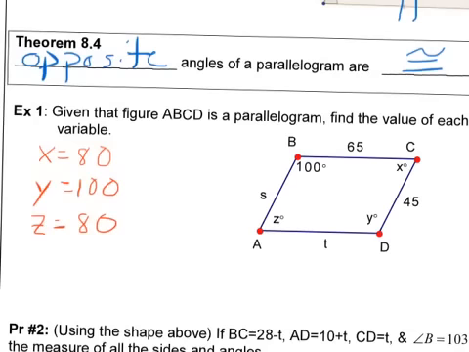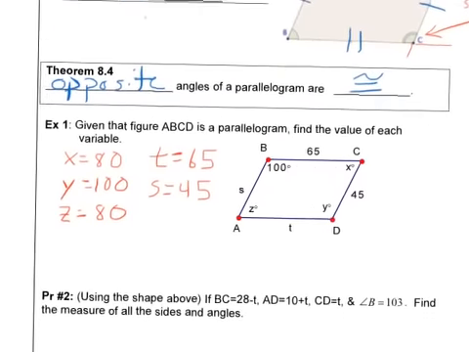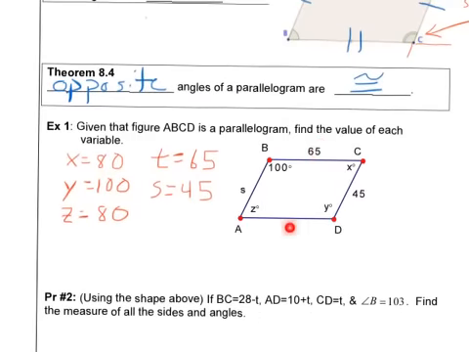Alright, what about the sides? Well, opposite sides are congruent, so I know that BC is the same thing as AD, so I know that t equals 65. Also, I know that AB is the same thing as CD, so I know that s equals 45. Alright, so I found all the variables just by knowing my properties of parallelograms. I know which parts are equal to what other parts on the parallelogram, right? Opposite sides are congruent, opposite angles are congruent, and angles that are side by side are going to be supplementary because they are same side interior of parallel lines.